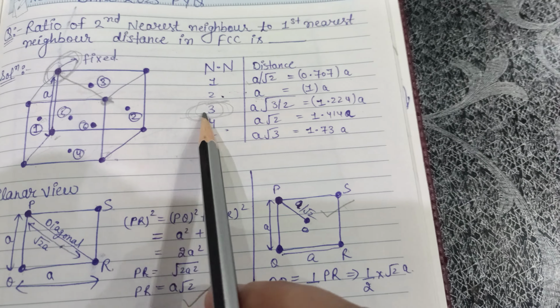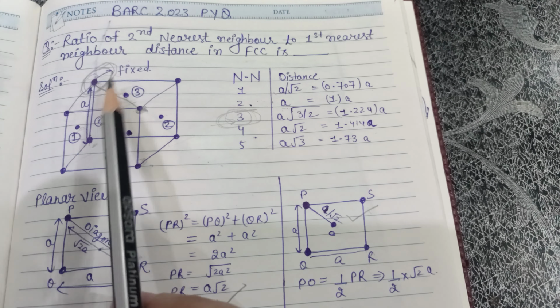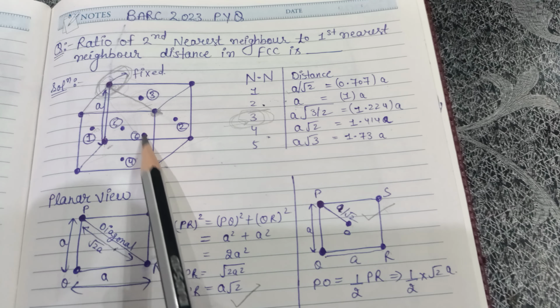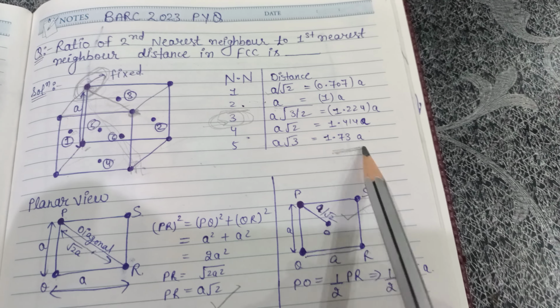And the fourth nearest neighbor atom to this fixed point will be root 2A, 1.41A. And look here, just have a 3D look in your mind. The distance from this atom to this atom will be root 3A. So this is our fifth nearest neighbor atom.